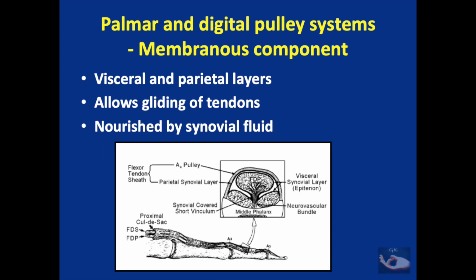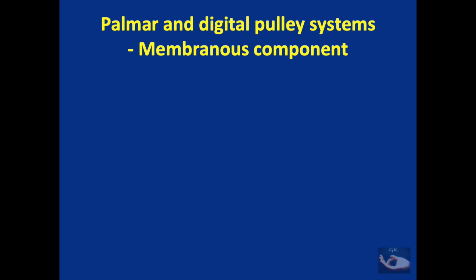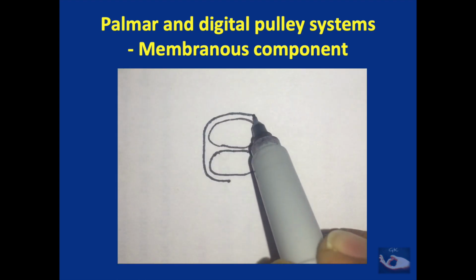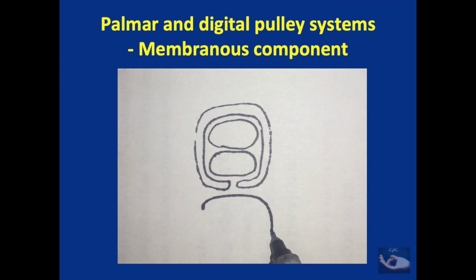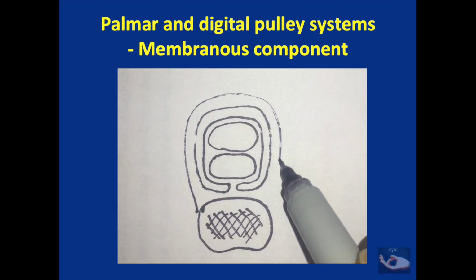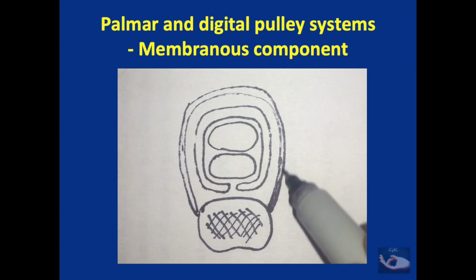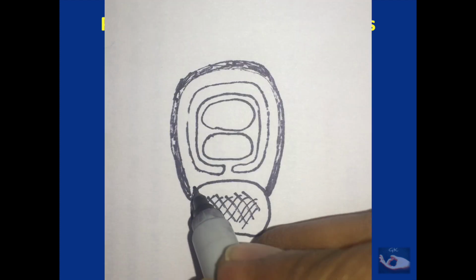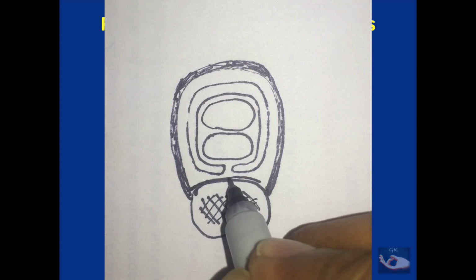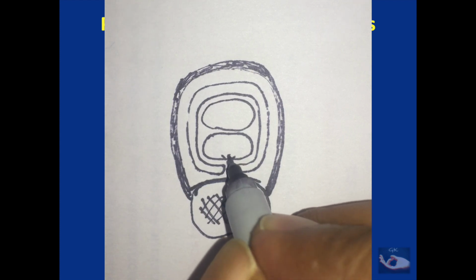The membranous component of the pulley system consists of visceral and parietal layers, and this allows for gliding of the tendons. This is nourished by synovial fluid. To understand the visceral and parietal layers of the membranous component of the digital pulley system, we shall see a video. First we see the two flexor tendons surrounded by the visceral and the parietal layers, that is the bone underneath, surrounded by the digital sheath, which consists of the pulleys. Within this system, we can see the blood vessels entering through the vincular tissues.